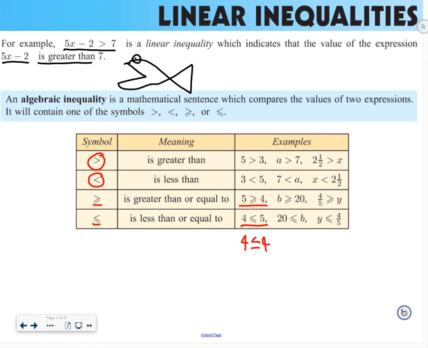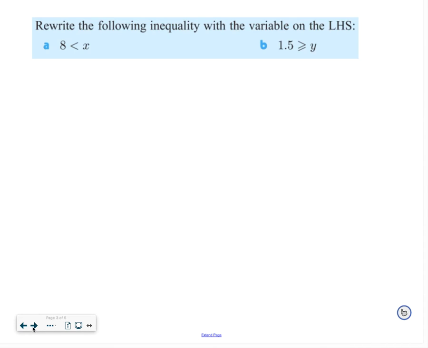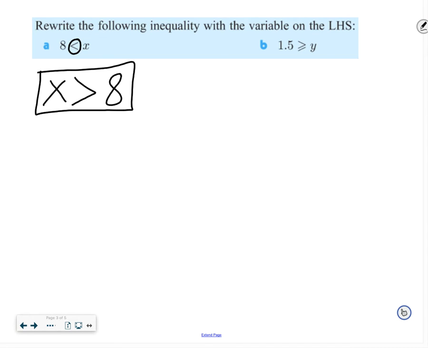Here we want to rewrite the following inequality with the variable on the left hand side. When you switch things around, you also have to switch around your inequality. If I want to put x over on this side, remember, this is opening up towards x. It still has to open up to x. So x is greater than 8 is the same thing as saying that 8 is less than x. Recognizing that symmetry is important.